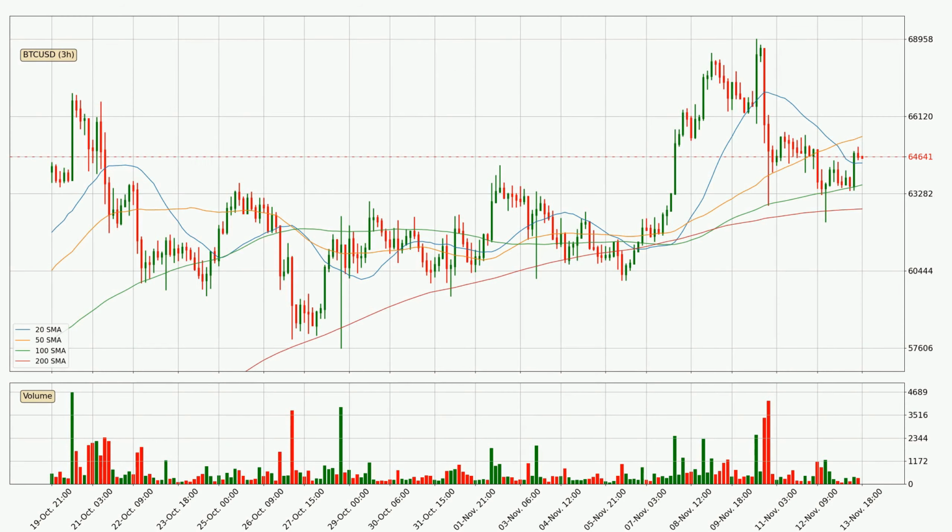Looking at the 3-hourly simple moving averages, the price broke the 50 SMA to the downside decisively with higher than average volume, which is a strong signal. At the moment, the price is between the 20 and the 50 SMA.